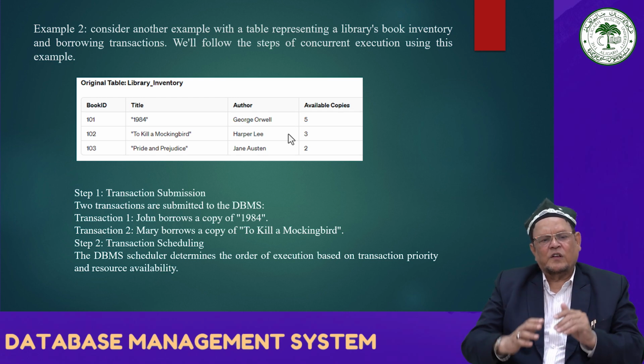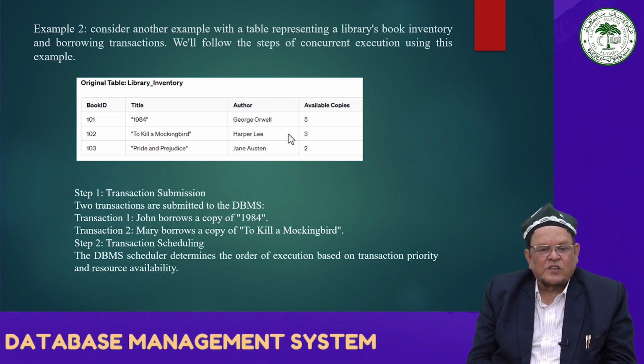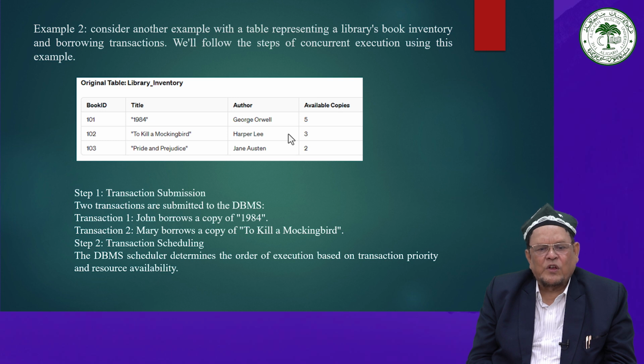Here you have to check the first step, transaction submission. The two transactions are submitted to the database management system. Transaction 1: John borrows a book, 1984. Transaction 2: Mary borrows a book, To Kill a Mockingbird.